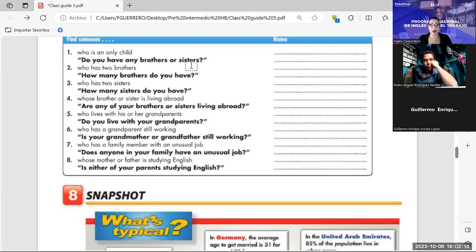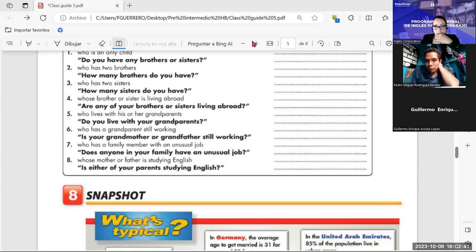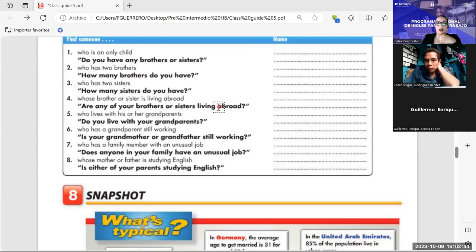Three brothers. Okay, and how many sisters? Two sisters. Okay. Pedro, are any of your brothers or sisters living abroad? Yes. Okay, so you say yes. What about you, Guillermo? Are any of your brothers or your sisters living abroad? No. They are all in El Salvador.